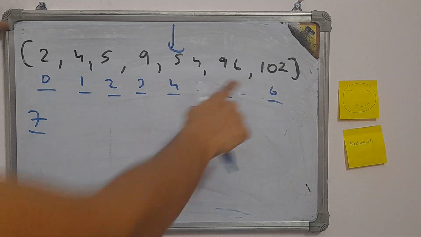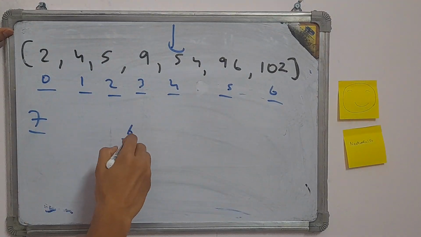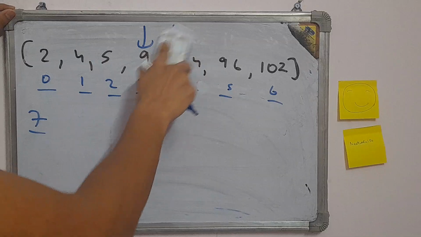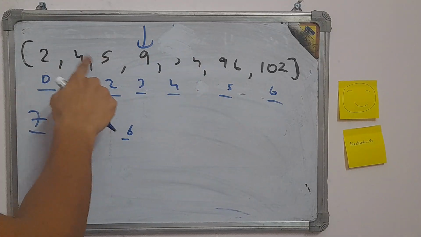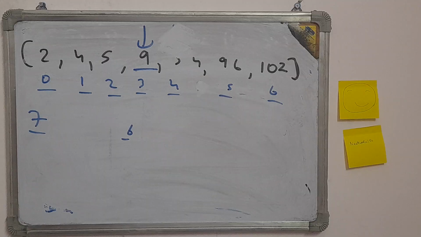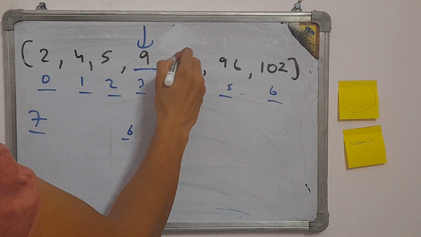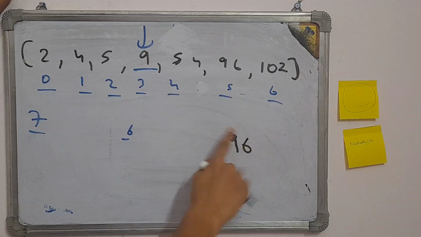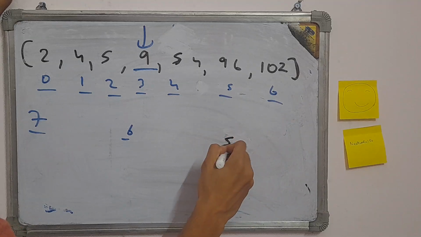Middle element is this one. Wait, 6 plus 6 upon 2. No, actually the middle element is this. Okay. 7 elements, 0, 1, 2, 3. Yes, this is the middle element. So what we do is, let's say we have to find 96. Okay. No, let's say we have to find 54.